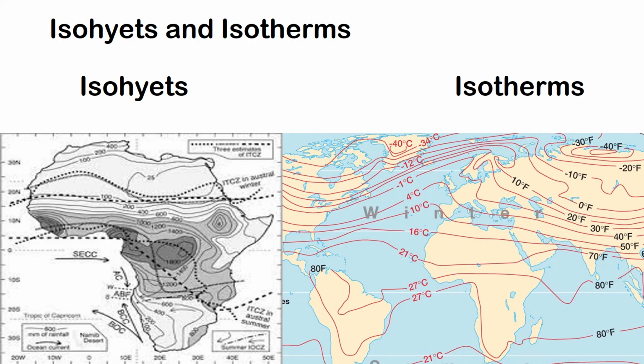Isohyets and isotherms. Isohyets show the equal amount of rainfall at a particular place, and isotherms show the equal amount of temperature at a particular place.